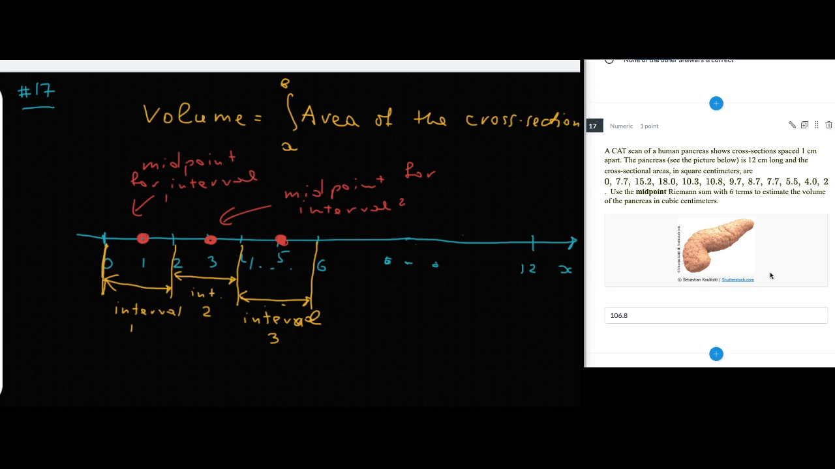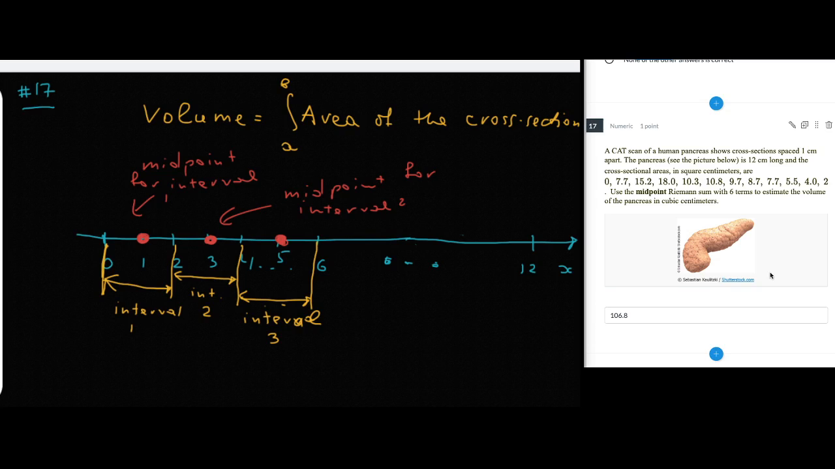Okay, so now since we are asked to use midpoint Riemann sum to approximate this integral that calculates this volume, we need to subdivide the interval of integration, which is in this case the interval from 0 to 12, into 6 segments, 6 sub-intervals of equal length. Each of these sub-intervals will have length 2, right? Because 12 divided by 6 is 2.